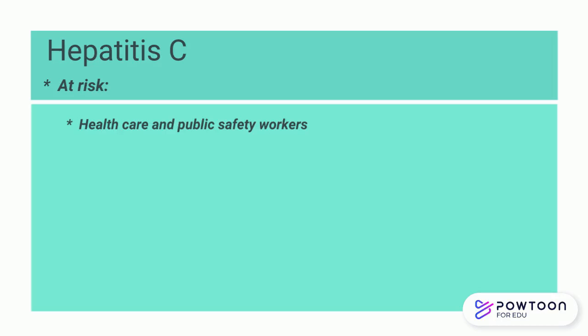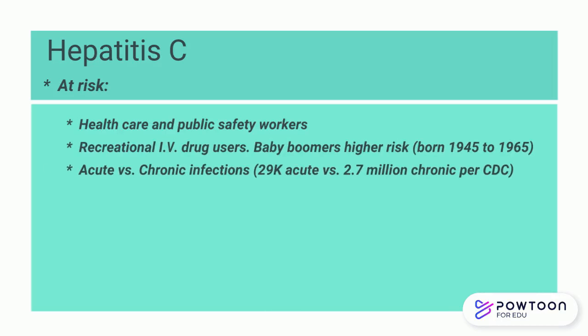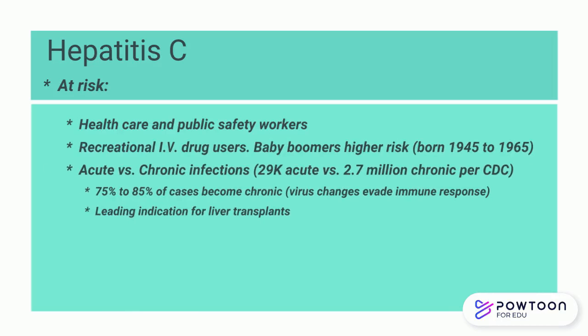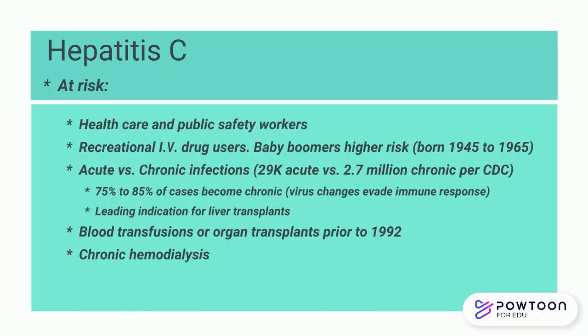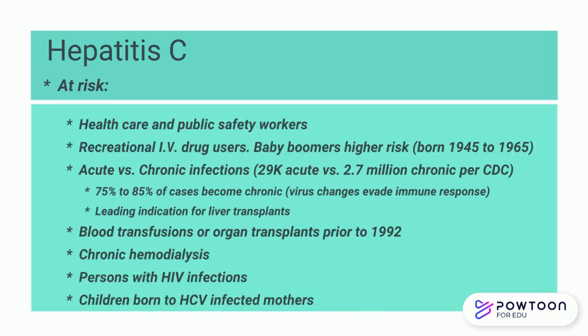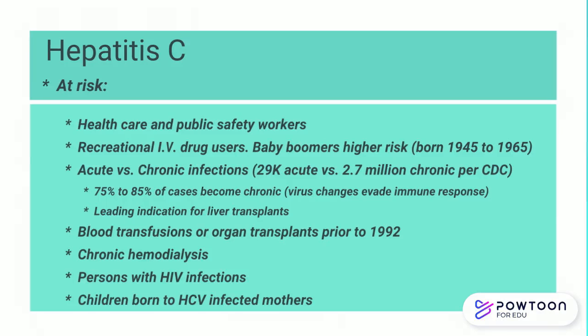Hepatitis C is the most common form of hepatitis here in the United States. Again, it's blood and body fluid transmission. High risk people include the baby boomers, that age group. It also has a lot more frequent progression from acute to chronic.